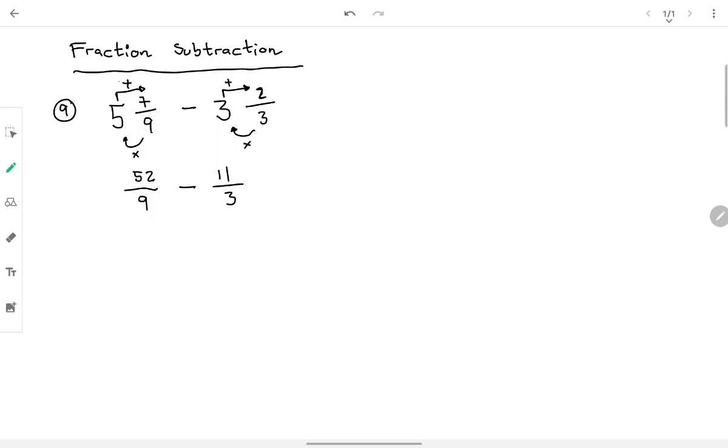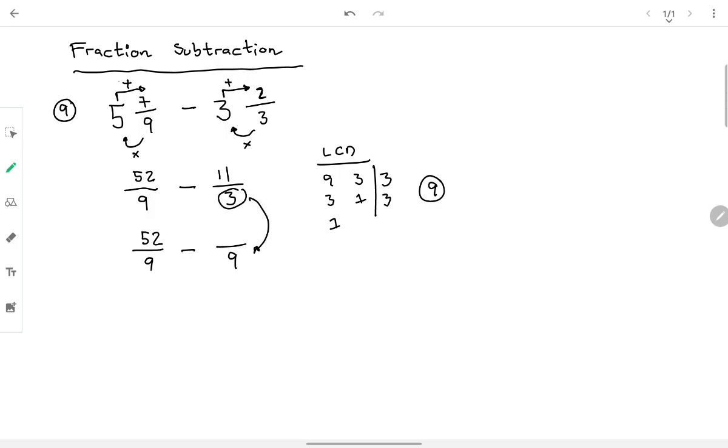In this case, we need to transform the fractions to have the least common denominator, or the same denominator, in this case between 9 and 3. We can do it by mind, but if we do it, it's going to be like this. It will be 9. So the first fraction can stay the same, 52 over 9. The second fraction, we can convert it. Then 3 is multiplied by 3 to get 9, so 11 is also multiplied by 3, and we will get 33.